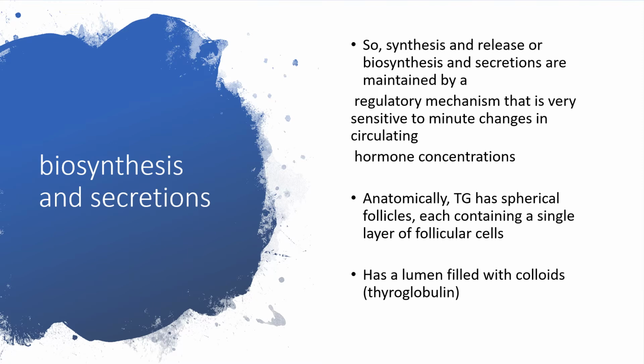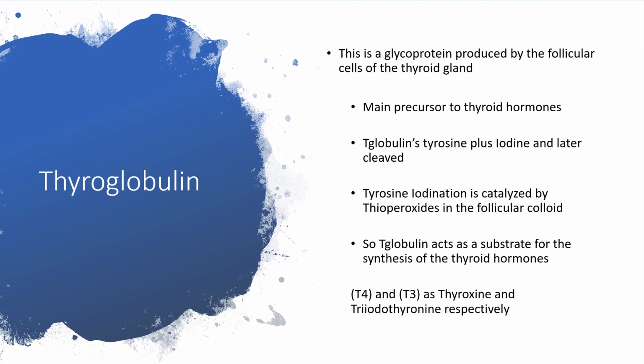Okay? Anatomically, the thyroid gland has spherical follicles, each containing a single layer of follicular cells. And there is a lumen filled with colloid called thyroglobulin. The thyroglobulin is a glycoprotein produced by the follicular cells of the thyroid gland. The thyroglobulin forms the main precursor to thyroid hormones.